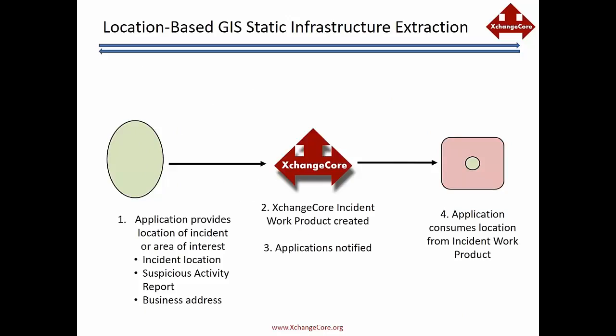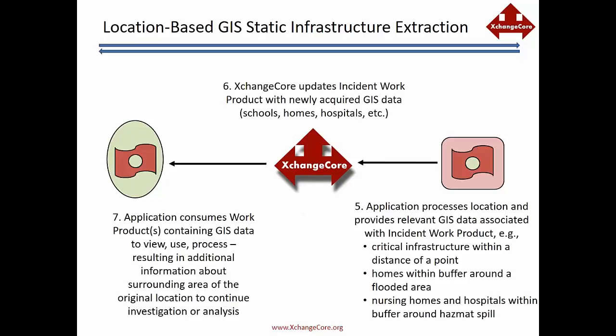Location-based, this is another one. I've got a suspicious activity report in this particular location, and it's represented by that dot on the map over on the right-hand side. Well, you know what I can do? I can go into my GIS, find all the things represented by that little red flag that are near that dot, and provide that information back to somebody so that they know that these are the organizations that may be at risk for whatever happened during that dot.